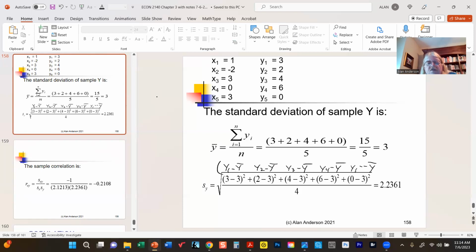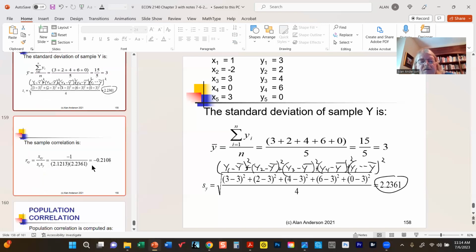And then, of course, you have to square these. Don't forget about that. By the way, if you forgot to square these, you'll know it right away because you'll always get 0. If you add up these differences without squaring them, you'll just get a 0. Okay, so then you take the sum of those, divide by 4, take the square root, and you'll wind up with about 2.2361.